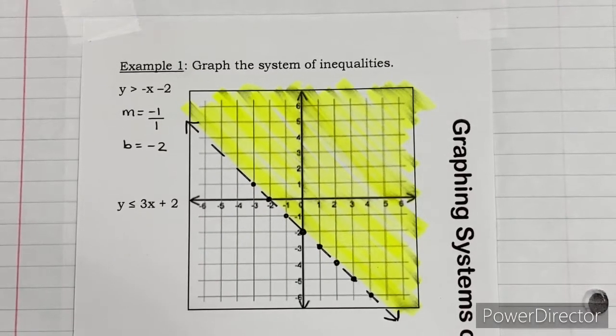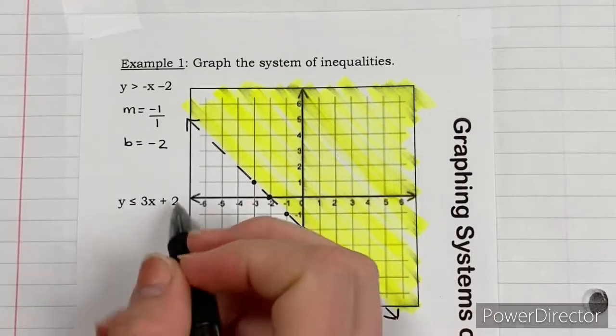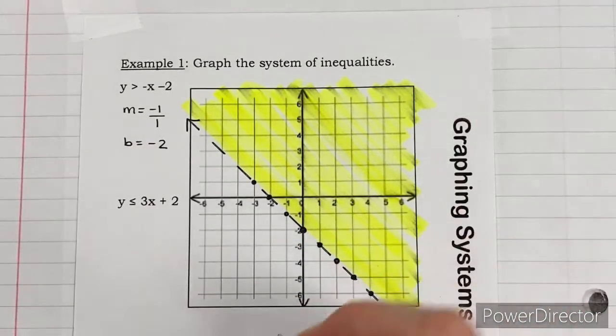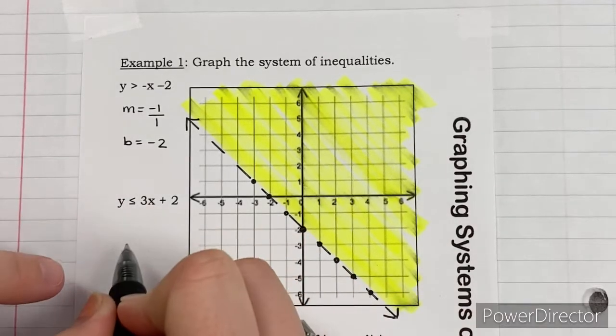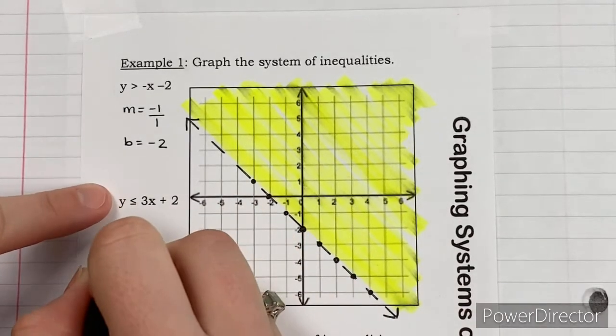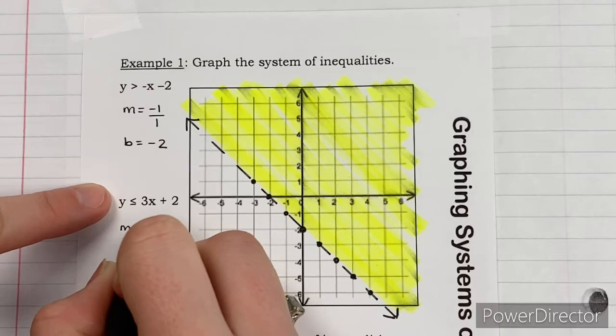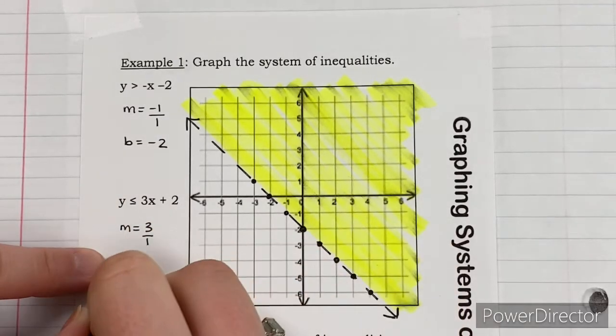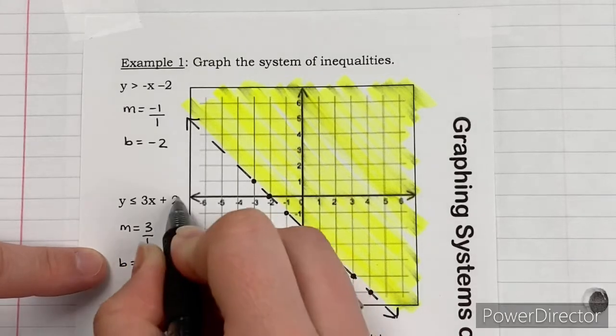Now, we are not done because we have a second inequality that we have to graph. So we're going to take that same process and just graph the second one. So I'm going to label out what my slope and y-intercept are. So remember, slope is the number in front of x. It's a whole number, so I can put it over 1. And then my y-intercept right here is just this number back here.